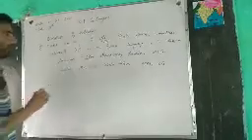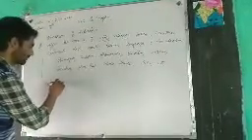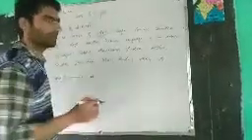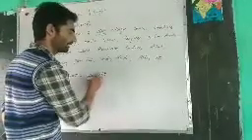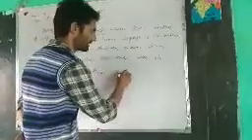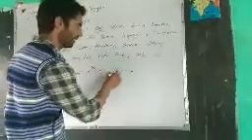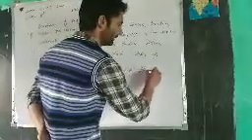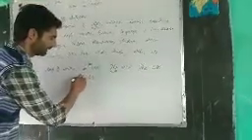However, if there is a group of countries, we will use the article the. For example, UAE, the United Arab Emirates. We will use the. The United States of America, USA, a group of countries. Here also we will use the. The UK, the United Kingdom, the US. Before these groups of countries, we will use the article the.